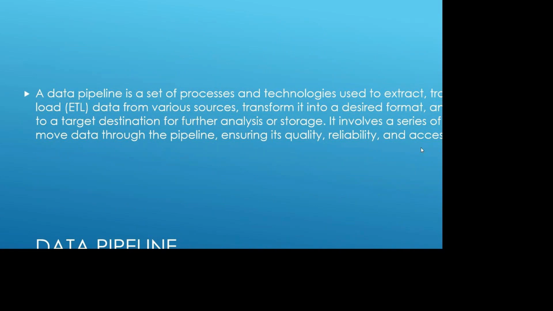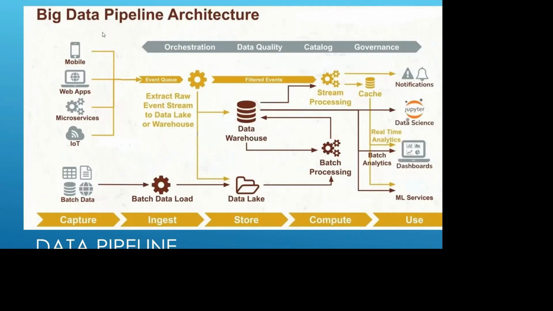So when you see this diagram here, again there are different source systems: mobile applications, web applications, microservices, or IoT. There may be any type of source here, and basically this process is divided into two types, that is batch processing and stream processing. So you also need to understand this concept.